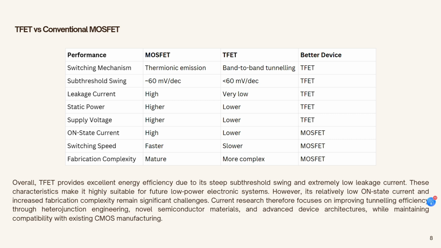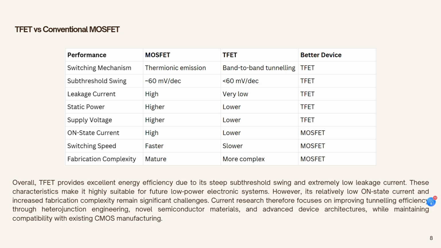However, MOSFET still has several important advantages. It provides a higher on-state current, which allows faster switching performance. In addition, CMOS technology has been optimized over several decades, so MOSFET fabrication is more mature, more reliable, and less complex than current TFET fabrication processes.